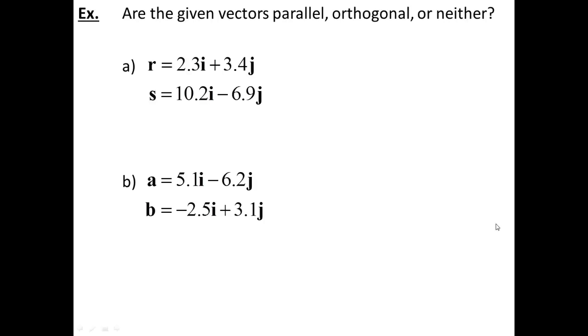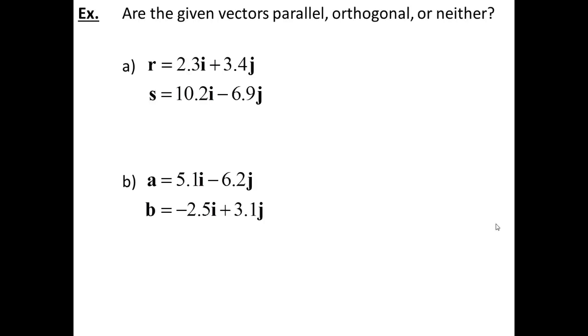Alright, here are a couple of vectors. Instead of me giving you in component form, I went ahead and switched to the linear combination of standard unit vectors. Are the given vectors parallel, orthogonal, or neither? One of those classic geometry questions that we haven't asked in a while. Here it is, parallel, orthogonal, or neither. Give it a try.